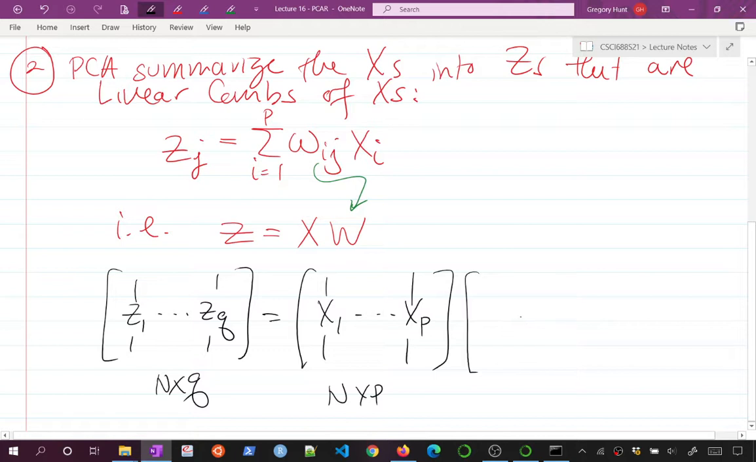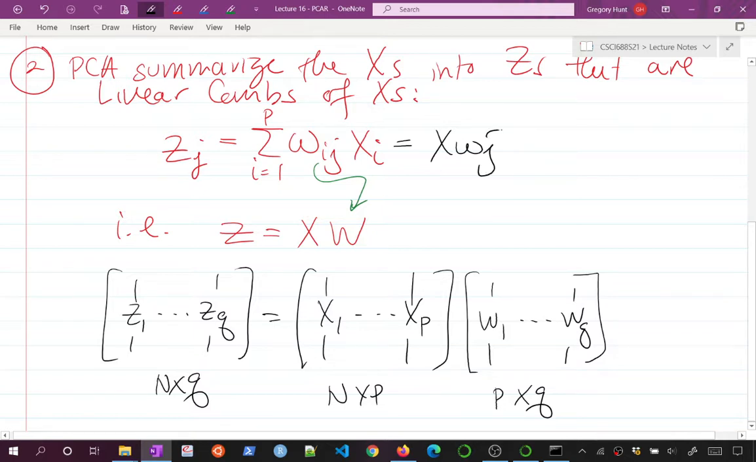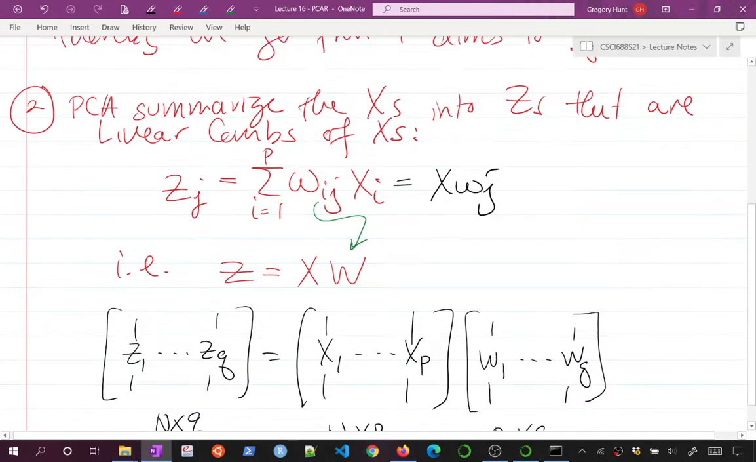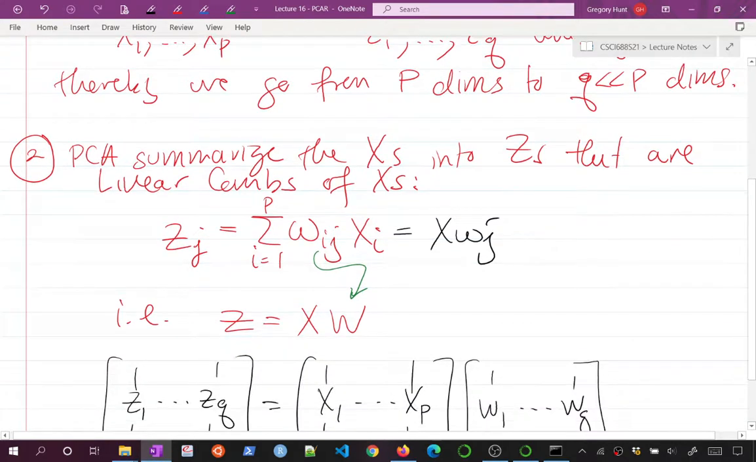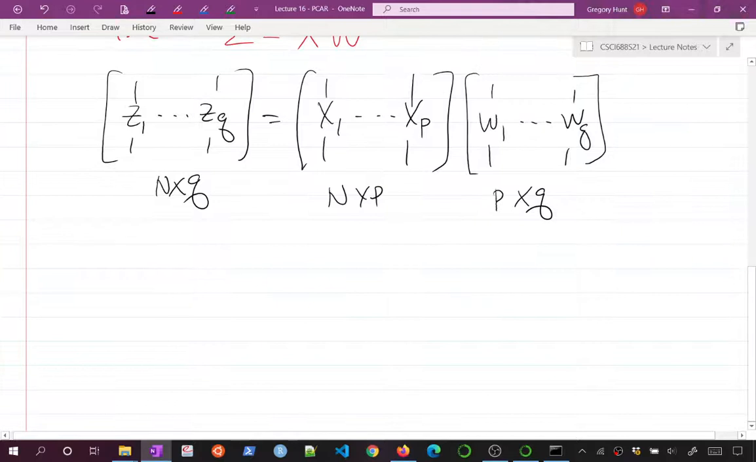And of course, to get there, we need our W matrix. That will look something like this, and that is going to have to be p by q. And each of the columns, we'll call them w1 to wq, is going to be one of our weight vectors. So you could summarize z_j as the inner product, it's like X times w_j, right? Where w_j is our weighting vector. So that's some nice notation. And so PCA is not only going to do this dimensionality reduction, it's going to do it by summarizing the x's into linear combinations and create some new z's.